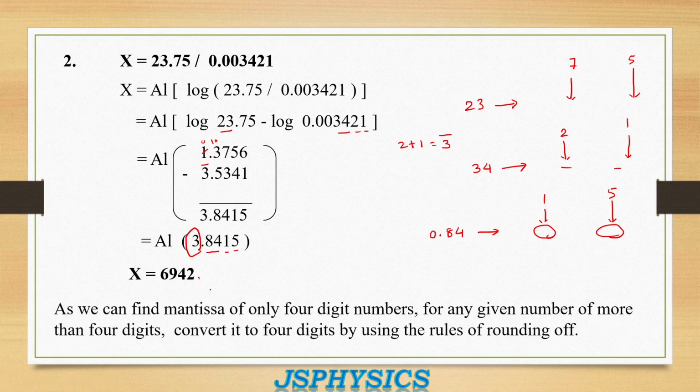As we can find the mantissa of only a 4-digit number, for any number given with more than 4 digits, we have to convert it into a 4-digit number by using the rules of rounding off. As we know, if the number of digits is more than 4, then we look at the 5th digit. If the 5th digit is less than 5, simply neglect it. If it is equal to or more than 5, add 1 to the previous digit. That is how we can calculate the division of two numbers by using logarithms.